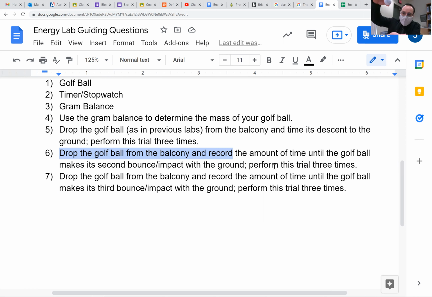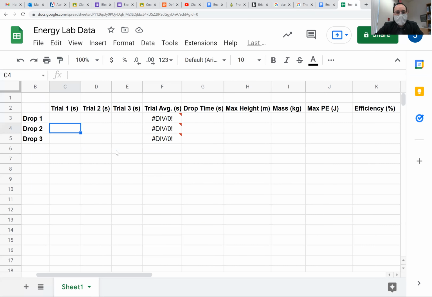So you start your timer up here, right when the ball gets dropped, then you're going to let it bounce, and the second time it hits the ground, you're going to stop your timer, okay? And those data are going to go right there, all right?